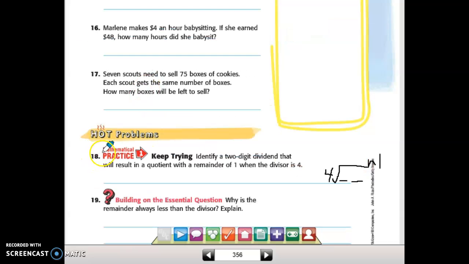And one more hint, number 18 is kind of confusing. Identify a 2-digit dividend that will result in a quotient with a remainder of 1 when the divisor is 4. So I've kind of got you started here. You have a divisor of 4. You have your division symbol. You have a 2-digit dividend on the inside. And you have to have a remainder of 1. So beyond that, you need to figure out what numbers can go here to give you that remainder and what that quotient will be. So hopefully this will help you visualize exactly what all these words are saying to help you get to an answer there.